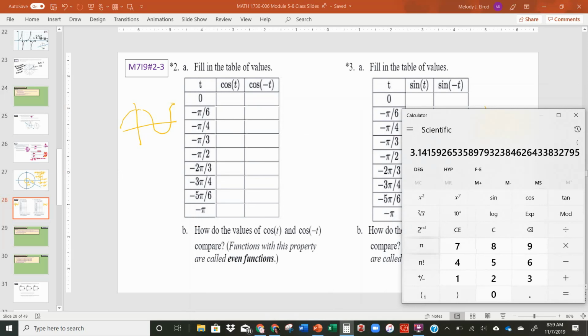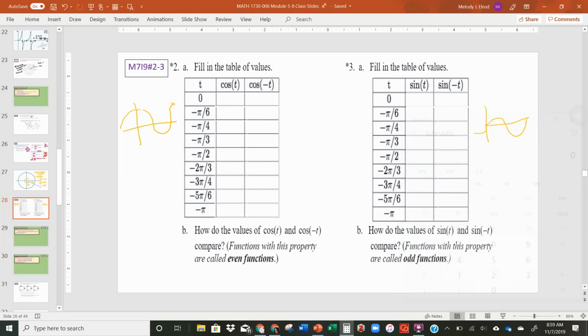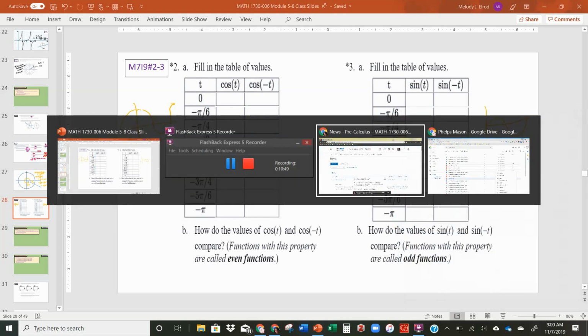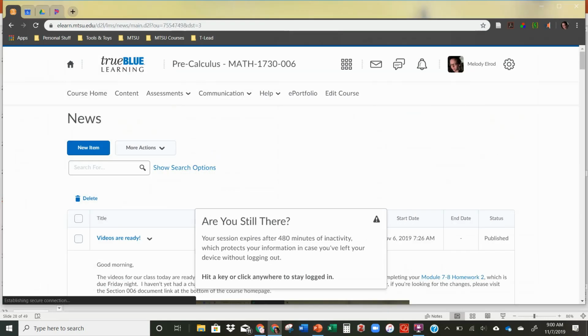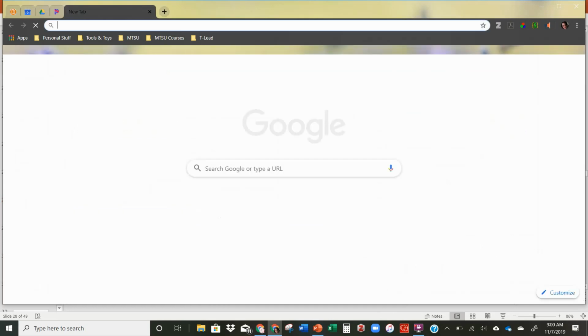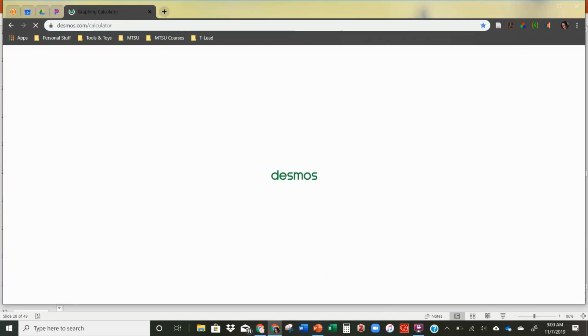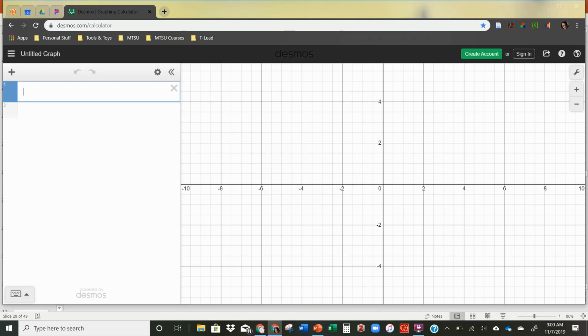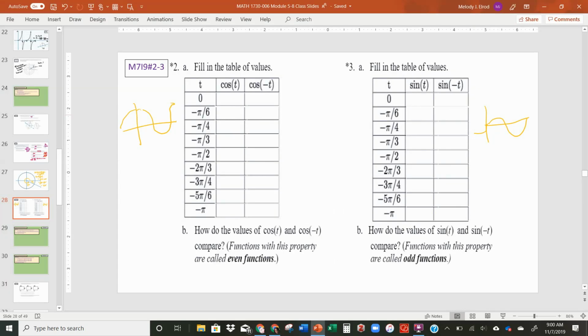Ugh, what are you doing? I don't even know what it's doing. Hold on. Weird calculator. It's annoying. But anyway, you know what? Let's just use Desmos. That would be simpler.